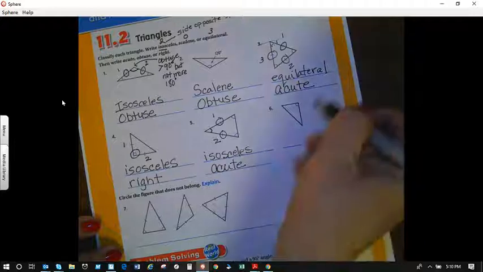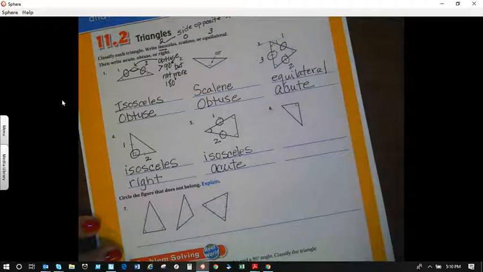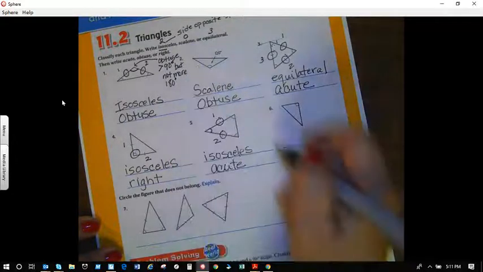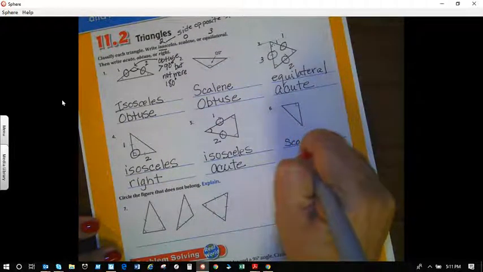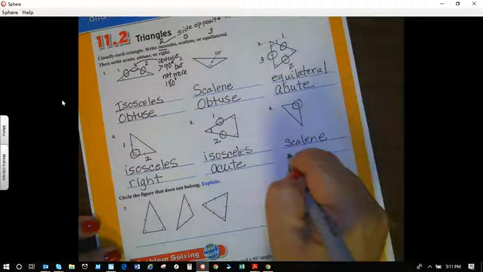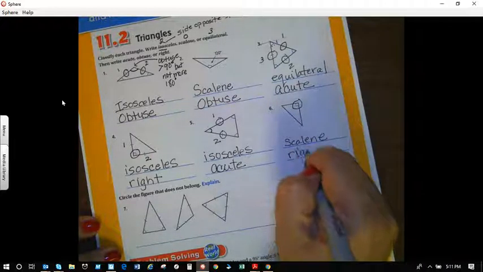Now, this one, I have no sides that are equal. So which one shows no sides that are equal? It's going to be the scalene. What kind of angle do I have here? It's a right. So I have a scalene right triangle.